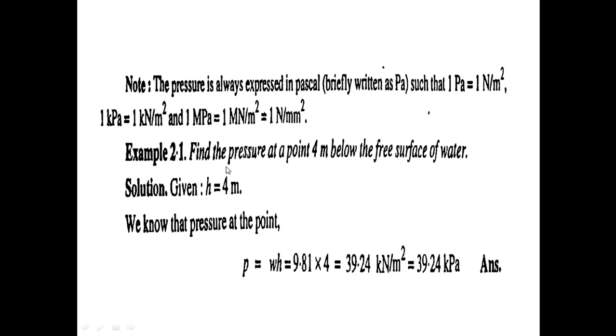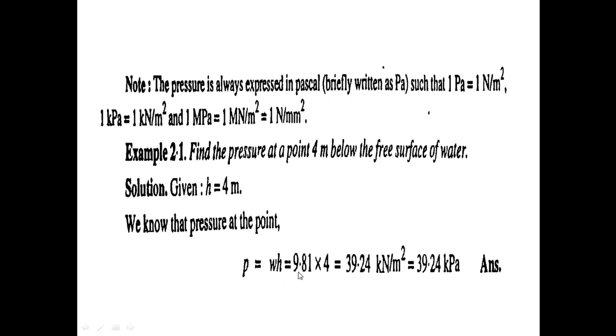We have example 2.1. Find the pressure at a point 4 meters below the free surface of water. In the statement, we have to find pressure at a point which is 4 meters below the free surface of water. So the solution is, first of all, we will write the given data. In given data, H, which is the depth, is equal to 4 meters, and we have to find pressure P. So P is unknown. As we know, pressure at the point P is equal to omega H.